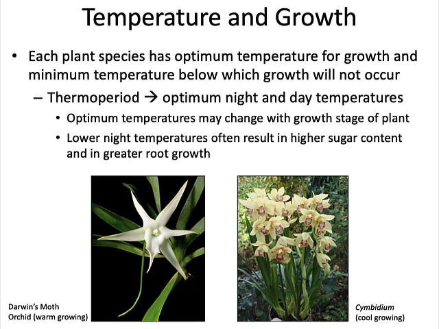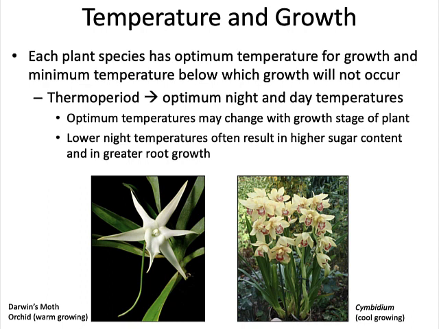In the last part of this lecture, we're going to talk about temperature and growth. Each plant species has an optimum temperature for growth and a minimum temperature below which growth will not occur. Thermoperiod refers to this optimum night and day temperature at which plants are the most successful. Optimum temperatures may change with the growth stage of the plant, and lower night temperatures often result in higher sugar content and greater root growth.